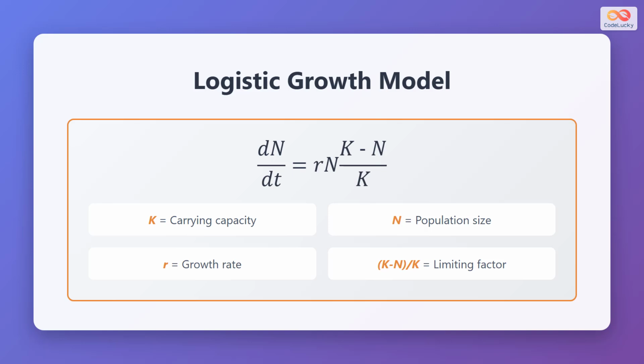The logistic growth model is more realistic for natural populations. The equation is dN/dt = rN(K - N)/K. This looks similar to the exponential model, but with an important addition. K represents the carrying capacity, which is the maximum population size that the environment can sustainably support. The term in parentheses, (K - N)/K, is called the limiting factor. When the population N is small compared to K, this term is close to 1, and growth is nearly exponential. But as N approaches K, this term approaches 0, slowing down the growth rate.